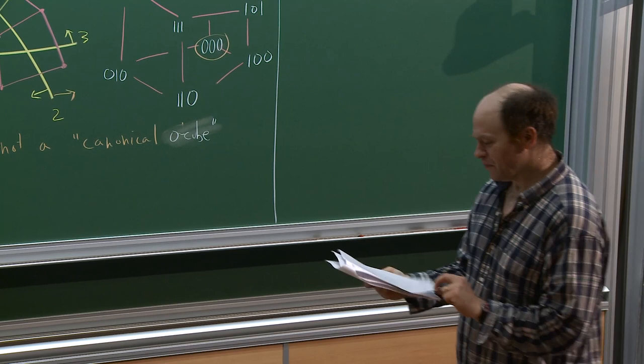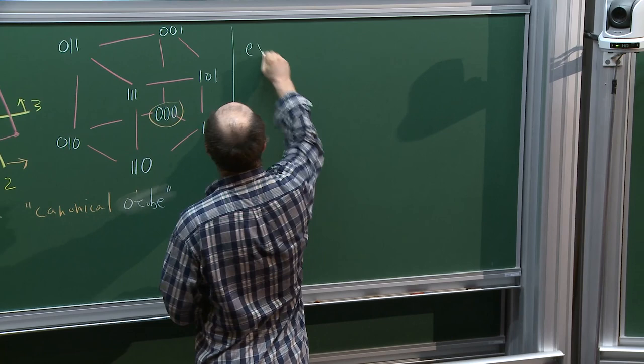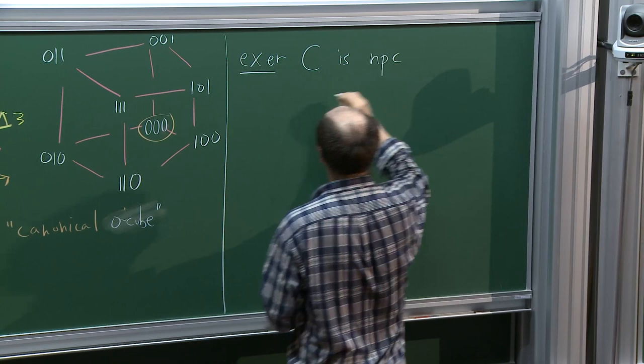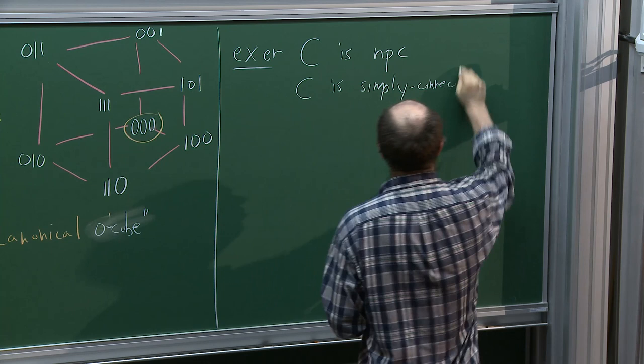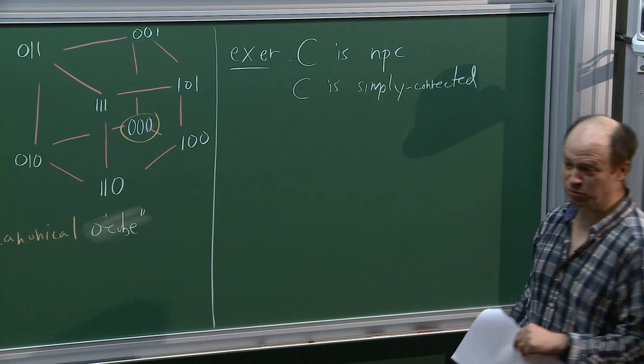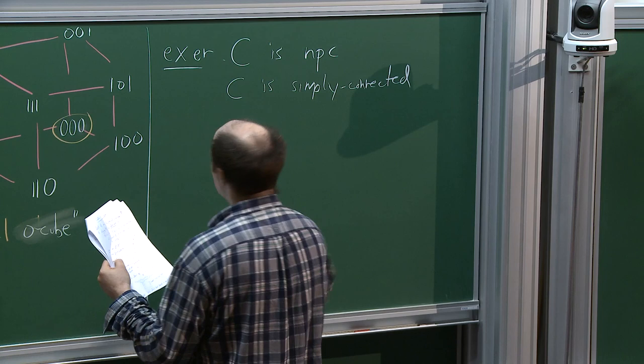Let's just call it an exercise that C is non-positively curved and C is simply connected. Both of these are actually easy. One of them I even put in the exercises, even though I'm sure it's one of the ones that you're not going to get up to because I put too many. And let's move forward.